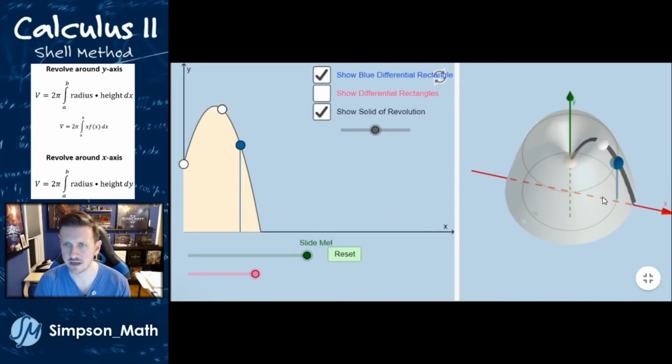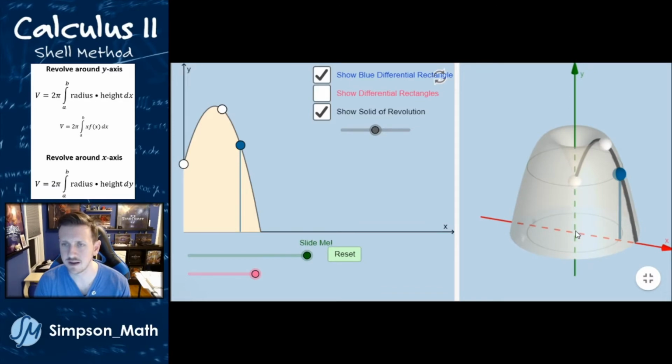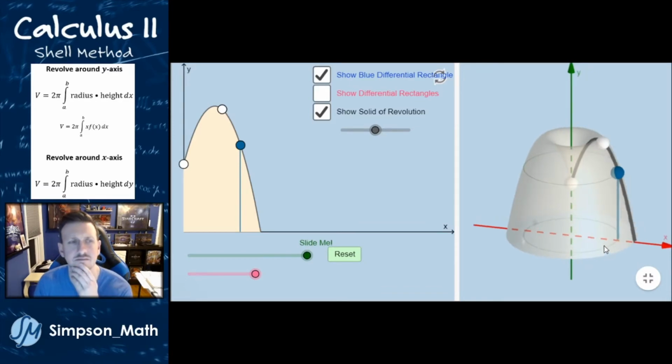As you can see, it is this distance from here to there. Oops, I clicked and added a dot. That was unusual. All right, so the distance from here to there is the radius. What is that distance? That distance is just x. So when you're revolving around the y-axis, your radius is going to be x. If it's revolving around a vertical line that's been shifted over, then your radius might be something plus or minus x. But when it's just the y-axis, it's just x.